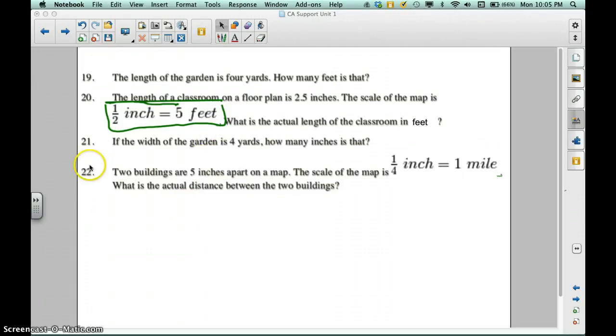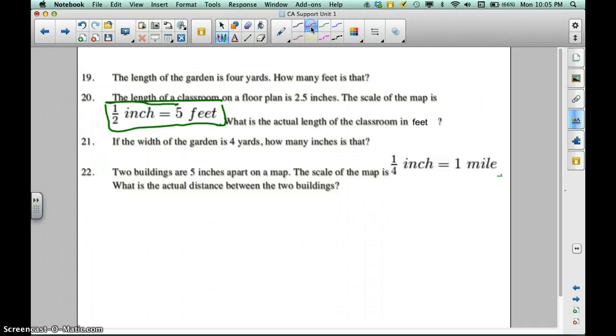Let's do number 22 together now. Number 22 is similar to number 20, so if you had any trouble, you may want to go back and fix or complete anything that you had difficulty with. In number 22, 2 buildings are 5 inches apart on a map. The scale of the map is 1/4 of an inch is equal to 1 mile. This is our conversion. This is where we're going to get our unit fraction.